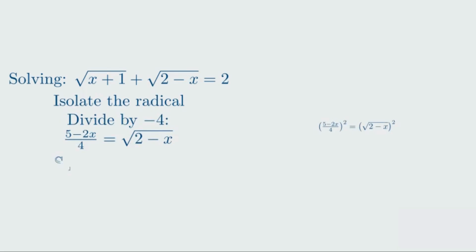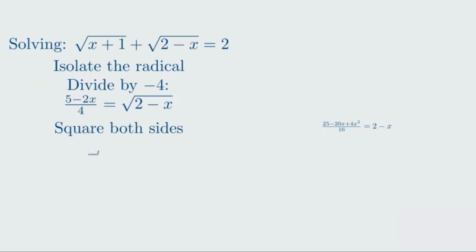Now we square both sides again. This step is designed to eliminate the square root. On the left side, we square the numerator and the denominator. On the right side, the square root cancels out. Expanding the top, we get a perfect square trinomial. Squaring the denominator gives us 16. The right side is simply 2 minus x. Notice that for the first time, our equation contains no radicals. This is a huge milestone in solving the problem.